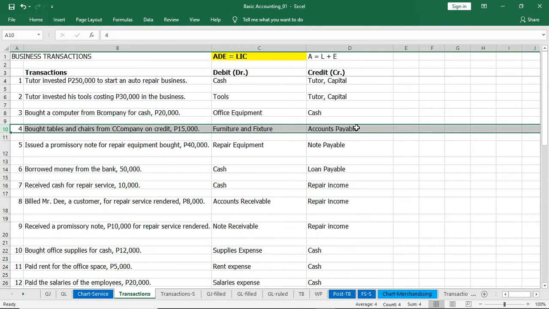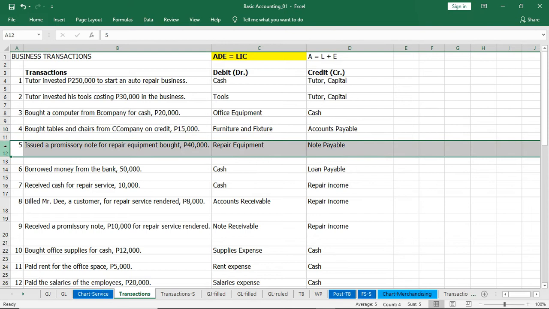So, credit to accounts payable. On credit. Pag sinabing on credit, edi simpleng accounts payable lang. Pag sinabing nag-issue ng note, saka lang yung note payable gagamitin. Kagaya dito sa fifth transaction. So, issued a promissory note for repair equipment bought, $40,000.